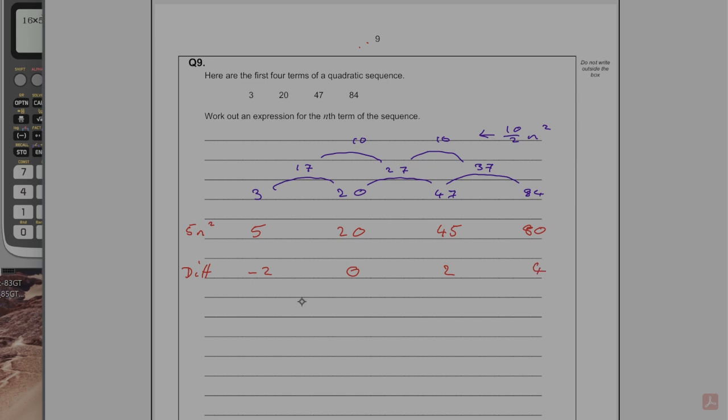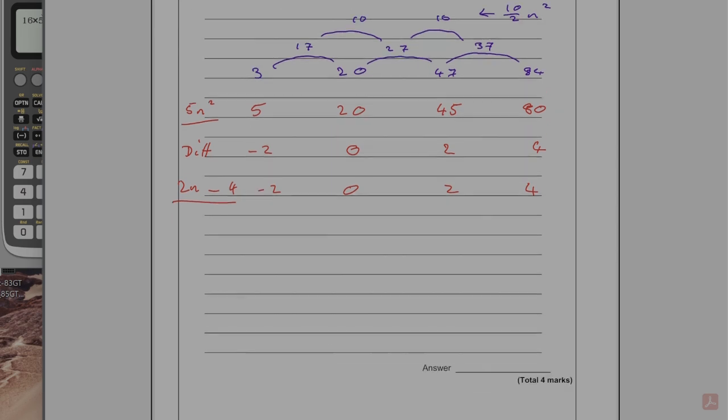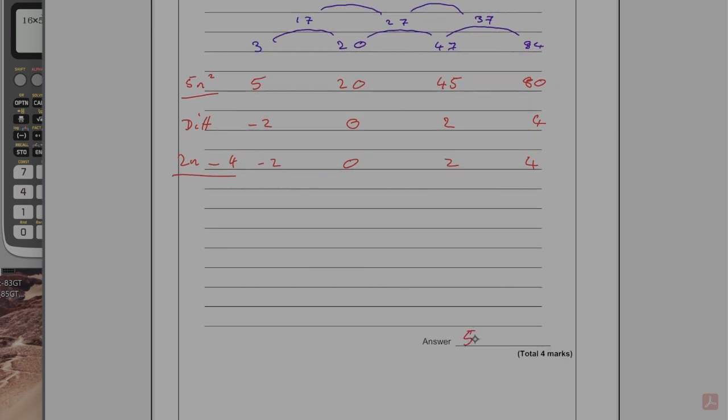So this sequence is 2n minus, what do I need to do to 2 to get to 4? Minus 4. So that will give me minus 2, 0, 2, and 4. So my sequence is this plus this. So 5n squared plus 2n minus 4.